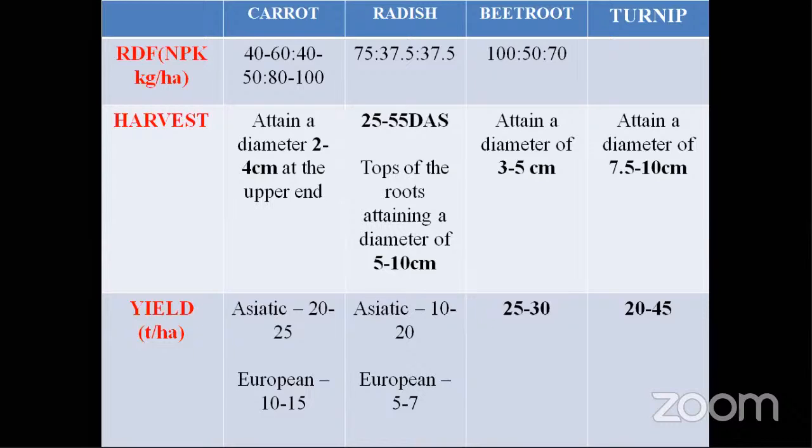Coming to yield, they won't ask mostly, but in the NET exam they will ask, but not in JRF and SRF exams. Asiatic roots will have 20 to 25 tons per hectare, whereas European will have less yield, that's 10 to 15. Similar values here also, like Asiatic having 10 to 20. You need not bother to fully remember these. You remember that Asiatic has more yield than European, that is enough.